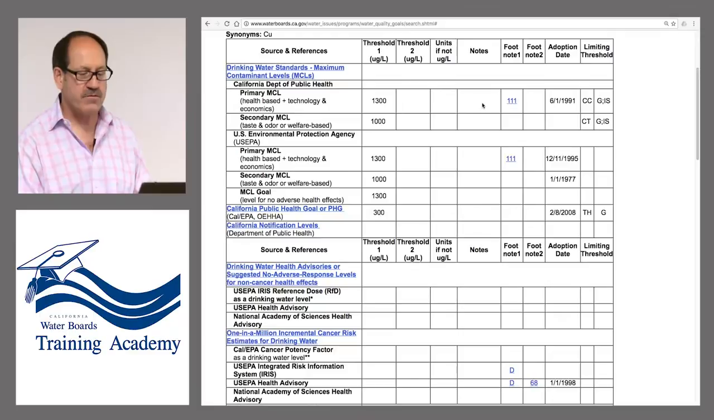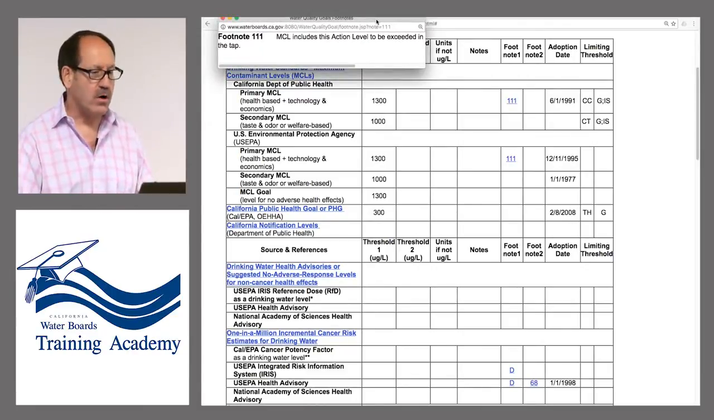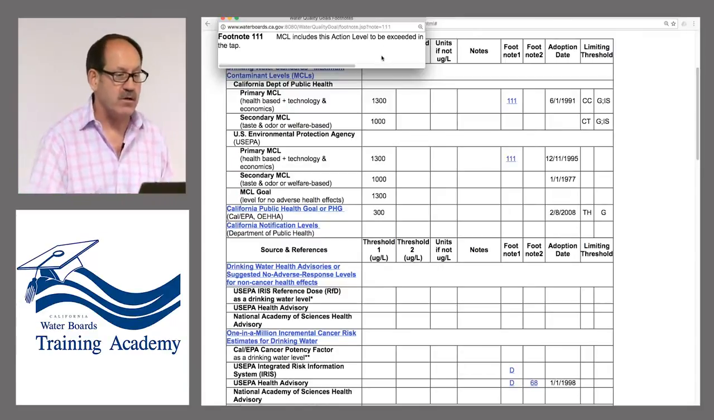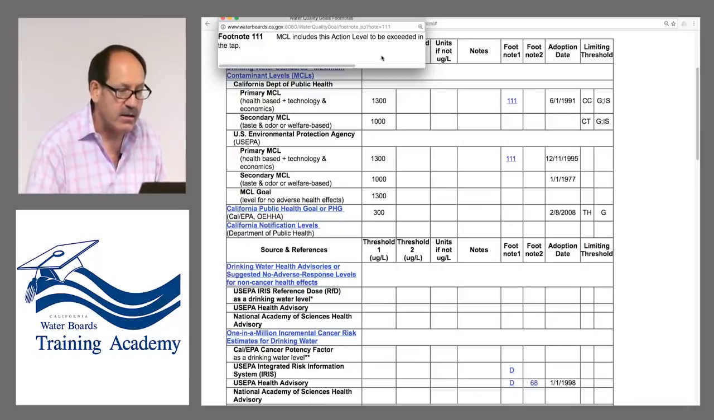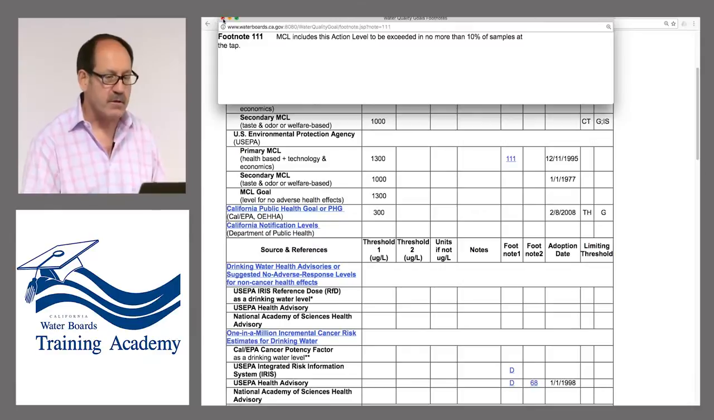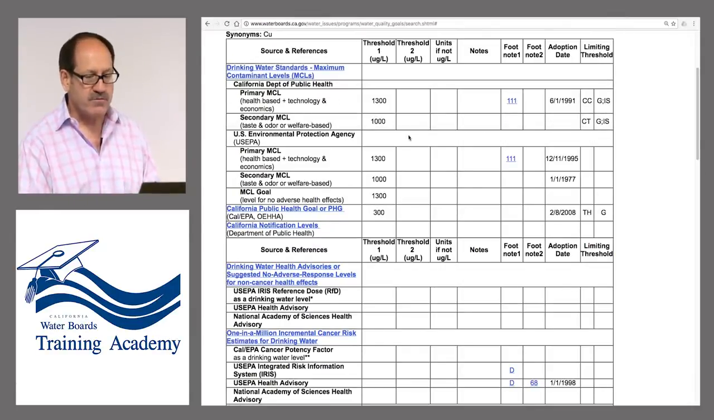And then two columns for footnotes. If there's a footnote, please look at it before using those numbers. Sometimes it'll tell you, oh, this was a draft number. Or in this case, the MCL includes this action level to be exceeded in no more than 10% of samples at the tap. So that's how the drinking water regulations for copper are worded, just so you know how that applies. So two columns for footnotes. Please do read them. They are hyperlinks.